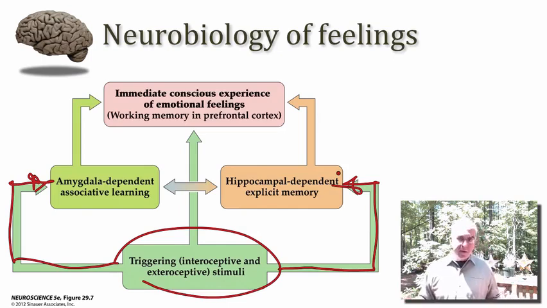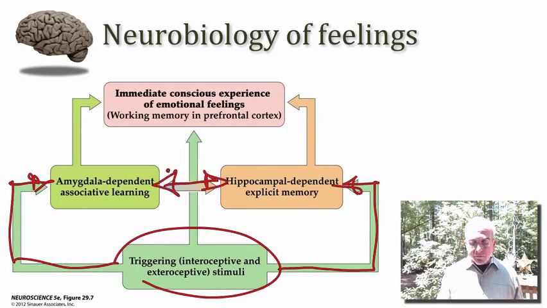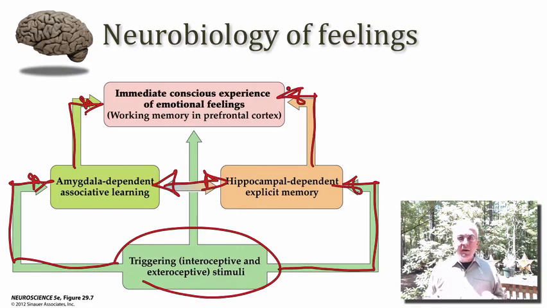And together, the implicit and the explicit will interact in interesting ways between amygdala systems and hippocampal systems, but also they will influence our prefrontal networks. And it's there in the prefrontal cortex that we will have an immediate conscious experience of our emotional feelings.